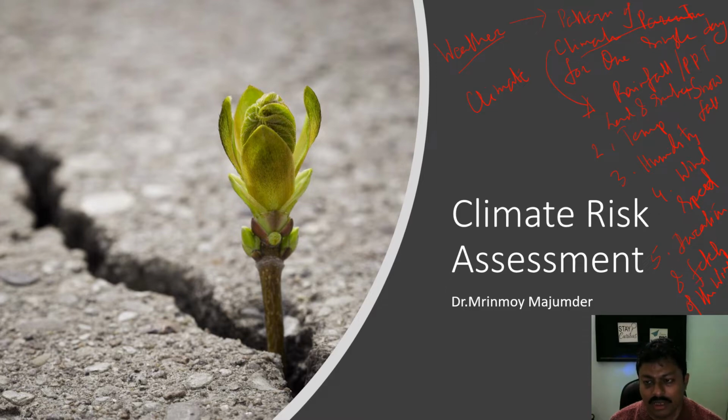So what do we mean by fetch? Fetch means the distance that a wind can cover without being obstructed. And duration means, for how much time a wind speed is maintained. Although these two parameters are considered passive climatic parameters, these four parameters, precipitation, temperature, humidity and wind speed, are included as climatic parameters.